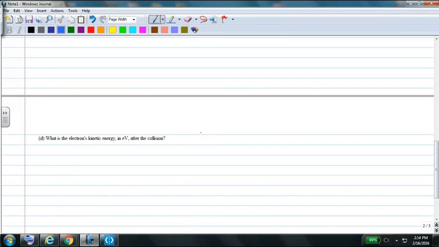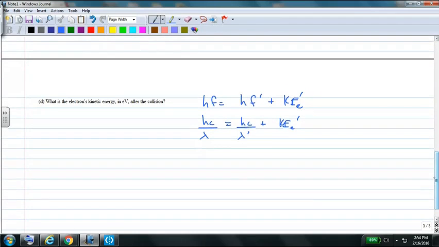Okay, so the idea is that we're looking at energy. So I'm going to look at it this way. This is the conservation of energy, right? Photon before, photon after, kinetic energy of the electron afterwards. Another way to think about this is hc over lambda equals hc over lambda prime plus that kinetic energy. And we're solving for that kinetic energy. So hc times (1 over lambda minus 1 over lambda prime) is that kinetic energy.